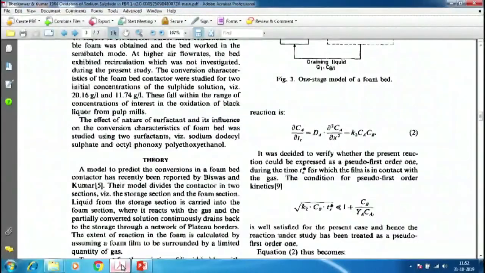And this profile of Ca, that is dissolving and diffusing oxygen within the film, will depend on the diffusivity within the film, time, and also the reaction rate constant, which we have taken as a pseudo first order reaction rate constant. Okay. So, now let us look at the equations which govern the absorption from this pyramidal air pocket into the half liquid film.